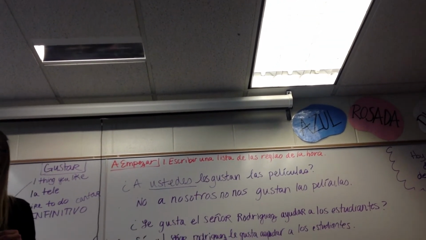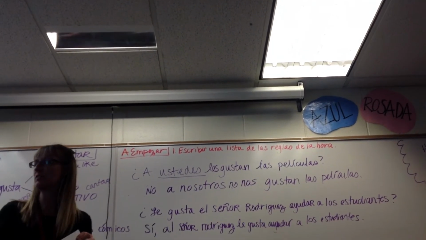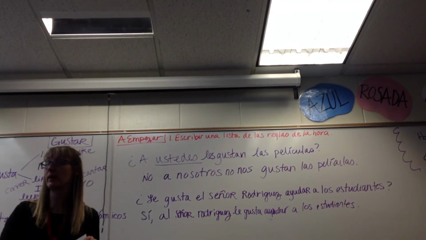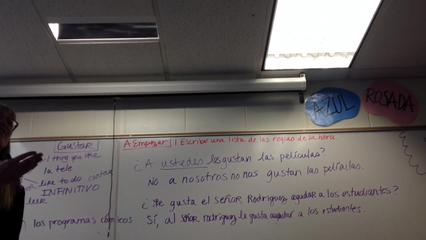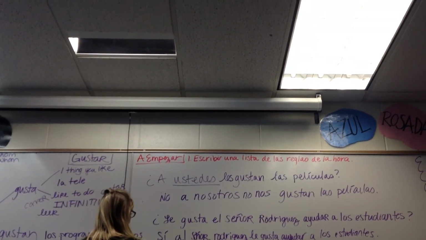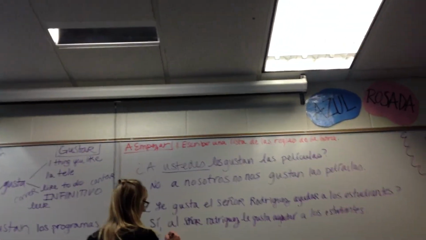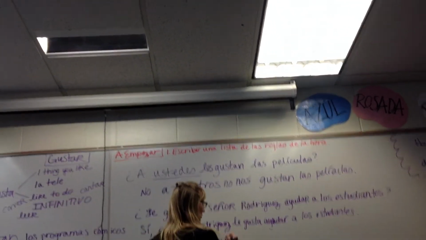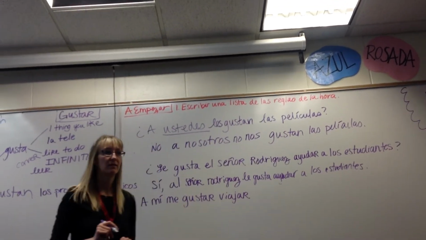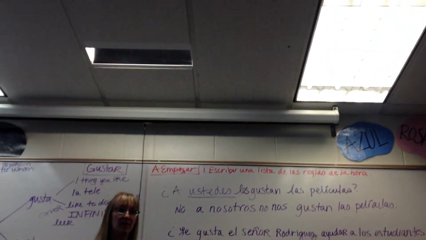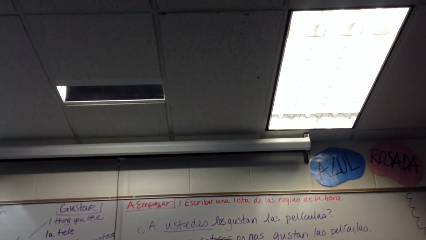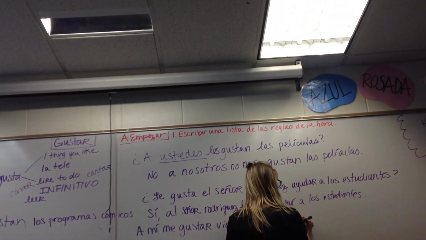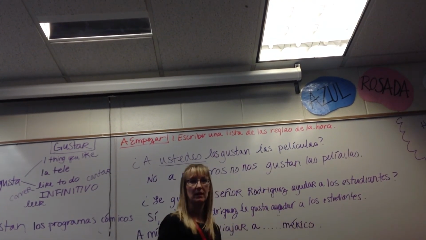When we see usted inside the question mark, usted singular, how are you going to answer? In the nosotros. No, that's if it's ustedes. You're totally right if it's ustedes. But what if it's the singular form? Yo. The yo form. Okay. So yeah, you're right. A mí me gusta viajar. And how do you say travel to somewhere? Viajar a. Ah, perfect. Viajar a México. México. Okay. All right.